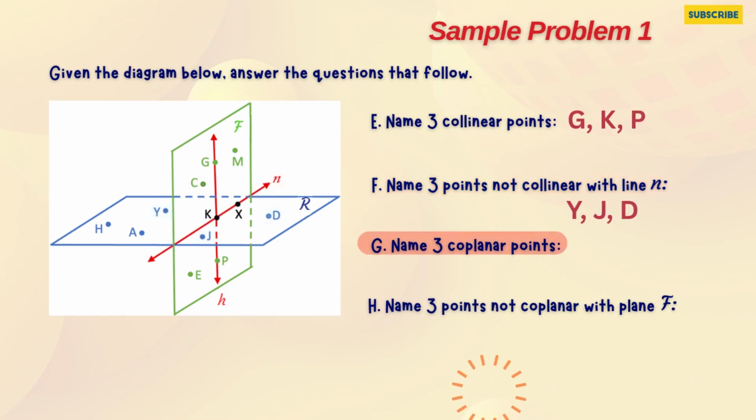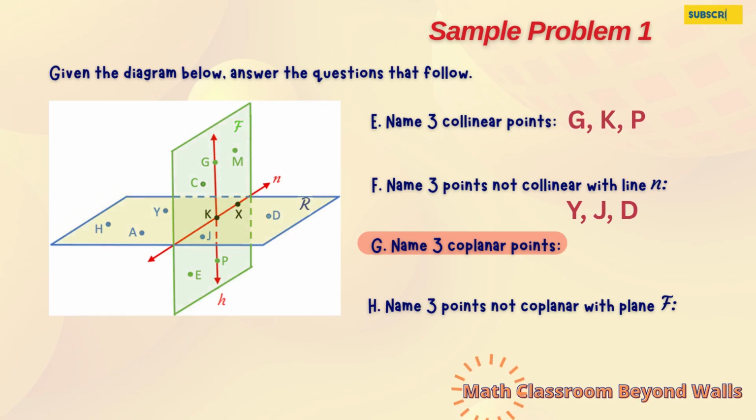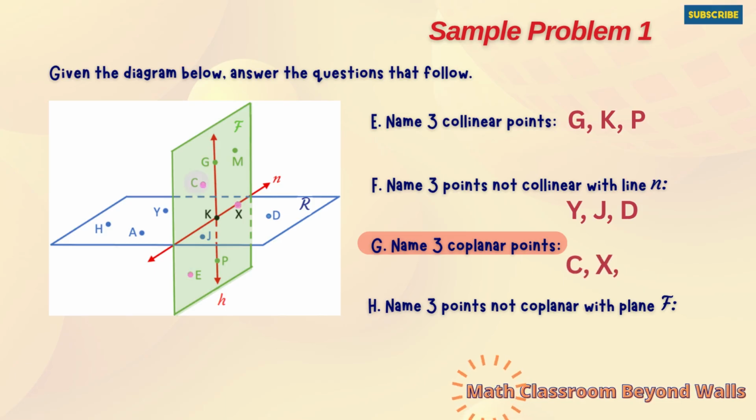And let us have question G. Here, we're to name 3 coplanar points. Coplanar points are points that are on the same plane. Let us look at our diagram and choose a plane. Then, locate 3 points on that plane. Let's go. So, points C, X, and E are coplanar. They are all on plane F.